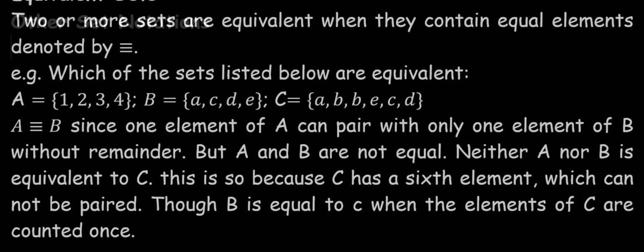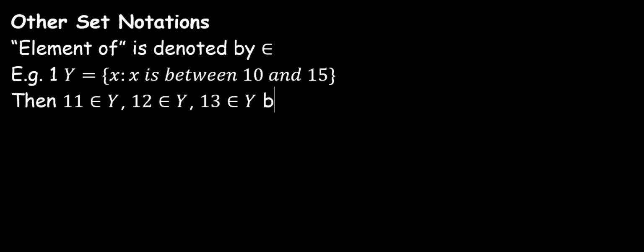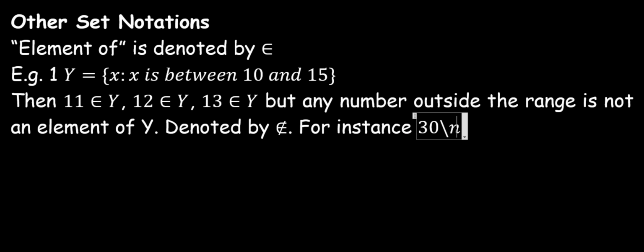Other set notations. We have element of, which is denoted by the given symbol there. Example, Y equals the set of X such that X is between 10 and 15. Then 11 is an element of Y. 12 is an element of Y. And 13 is an element of Y. But any number outside the range is not an element of Y, denoted by the symbol element with stroke. For instance, 30 is not an element of Y.